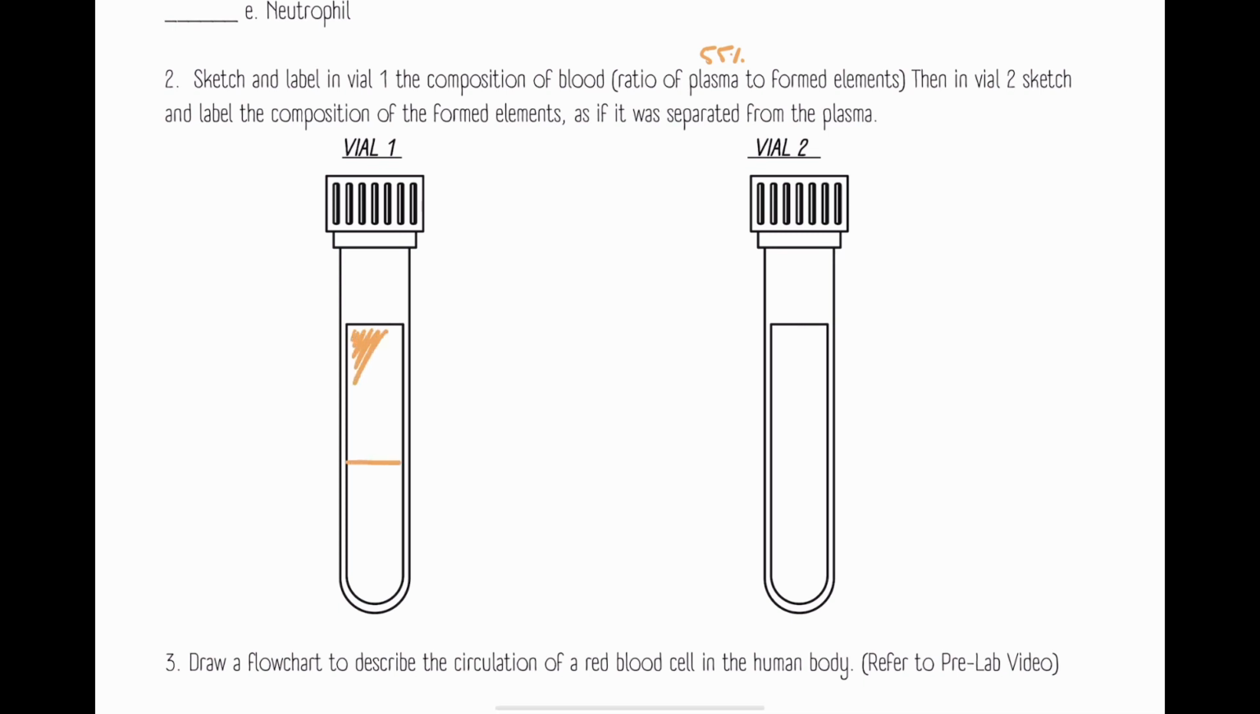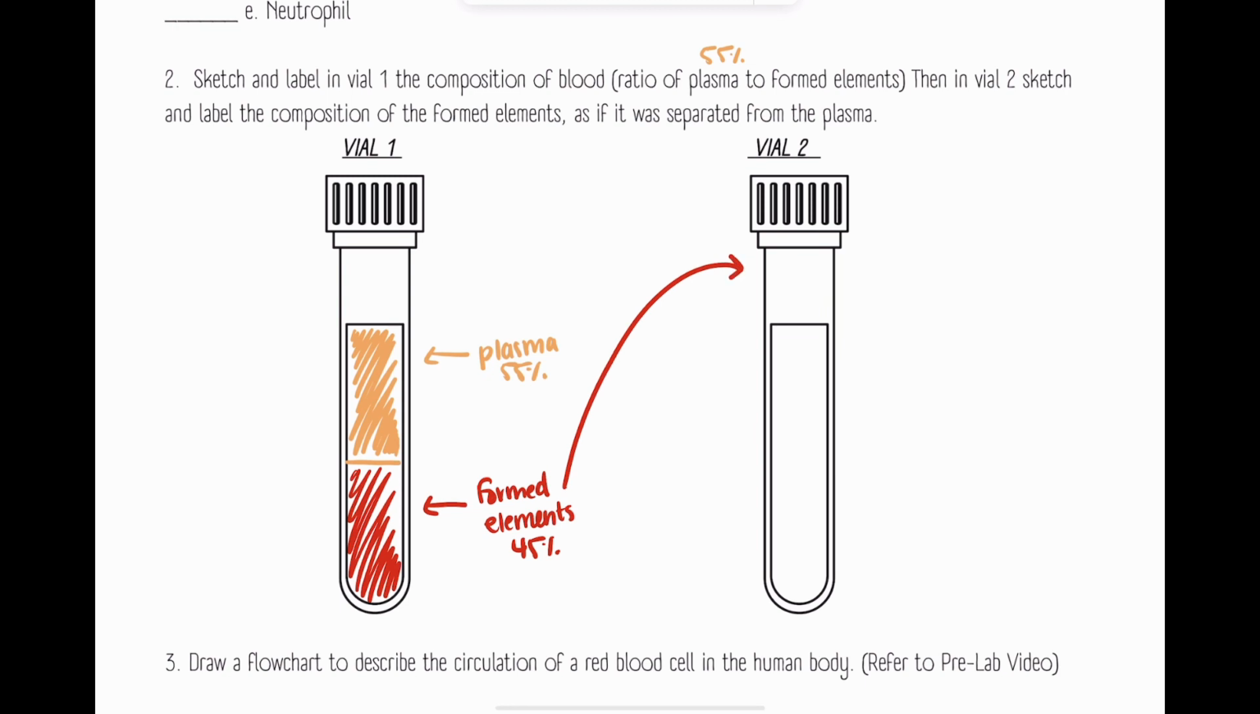Now the plasma, if you were to take blood and then centrifuge it, the plasma would go to the top and formed elements would go to the bottom. So that's why I put that on top. So that's the plasma, and we'll do red for the formed elements. So plasma, 55%. Formed elements, 45%.